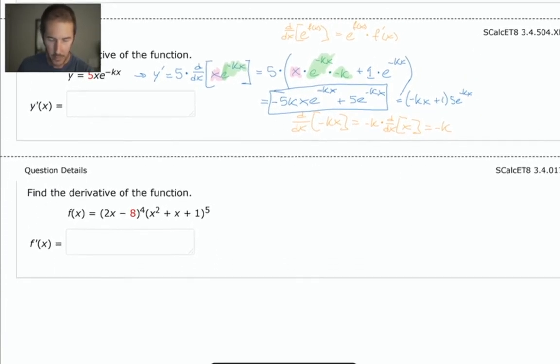So that was a product rule and a chain rule combined into one problem, and part of that process involved the chain rule being applied to an exponential statement, the e to the negative kx. So that was a pretty complex one. This is a product rule with a double chain rule.